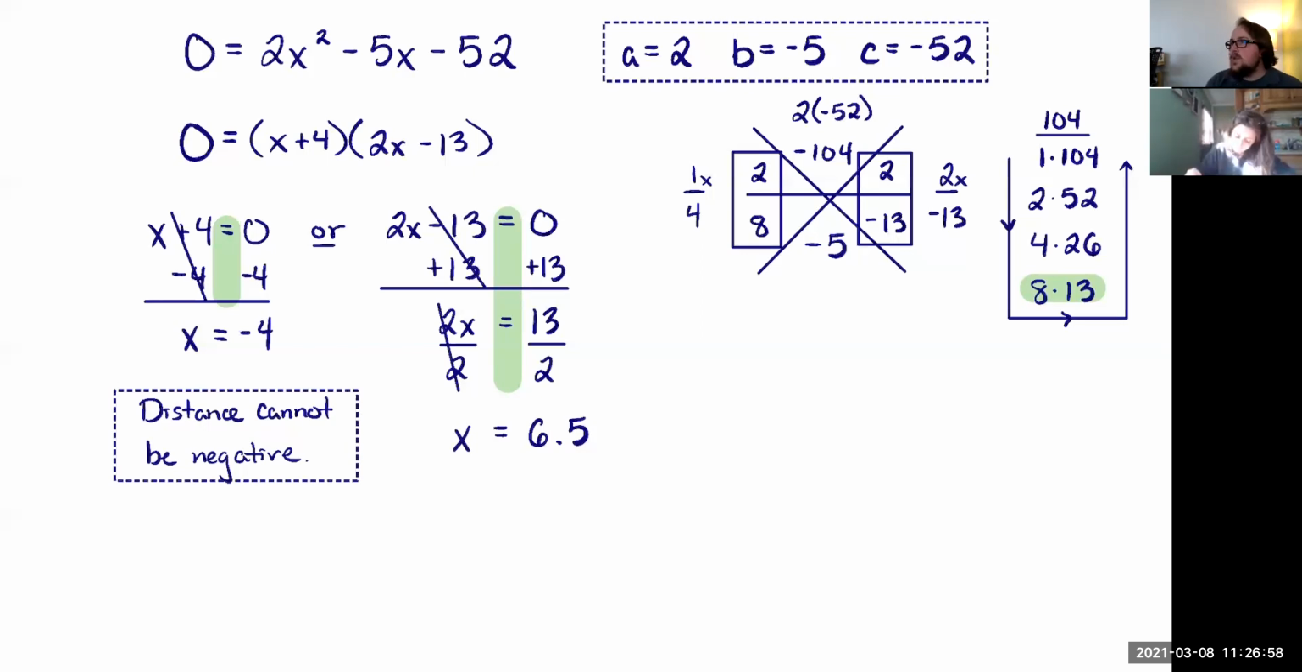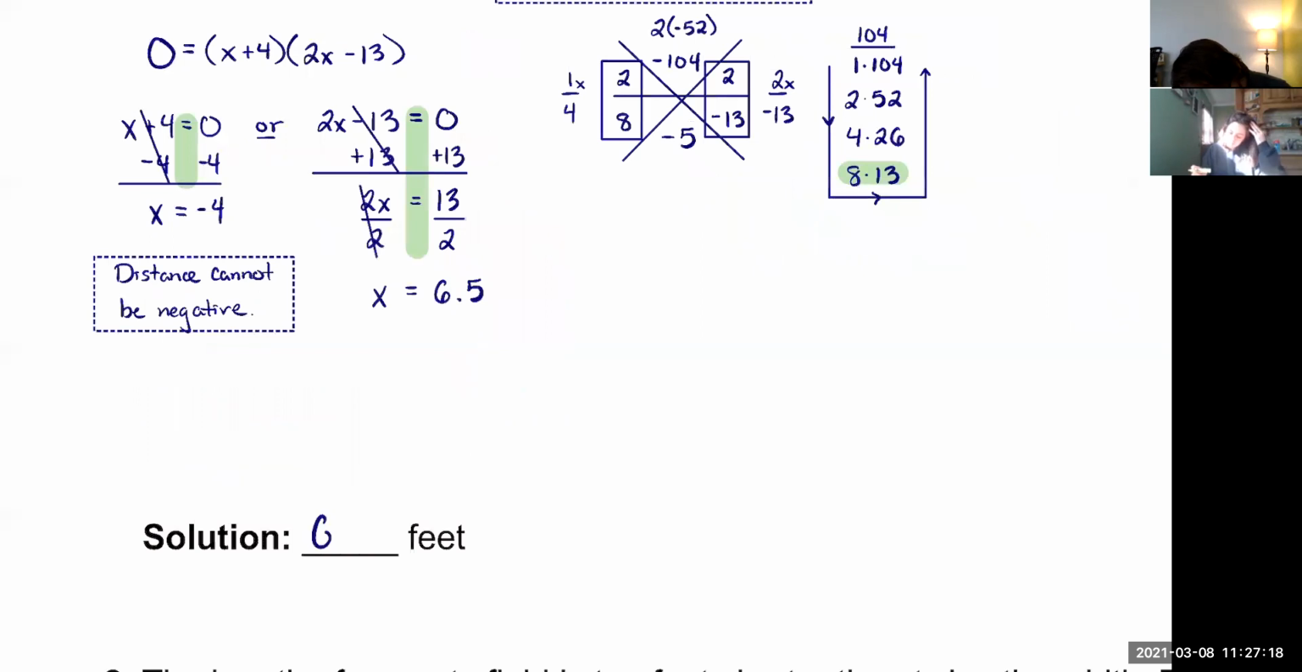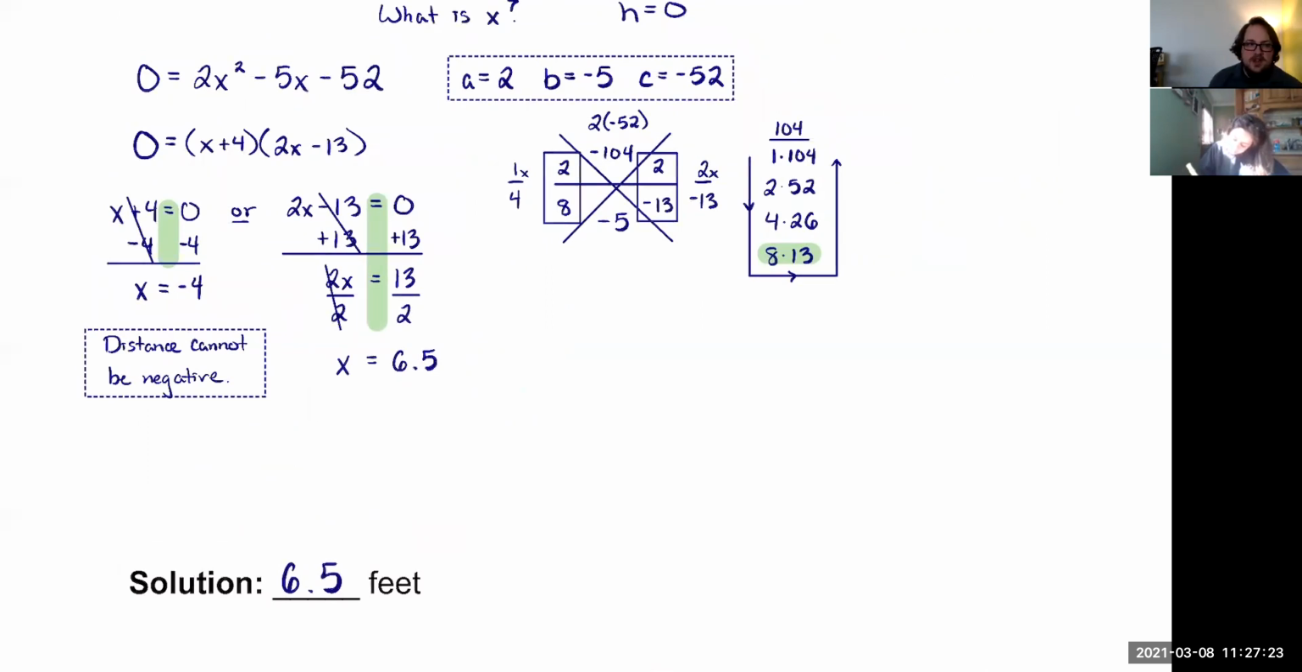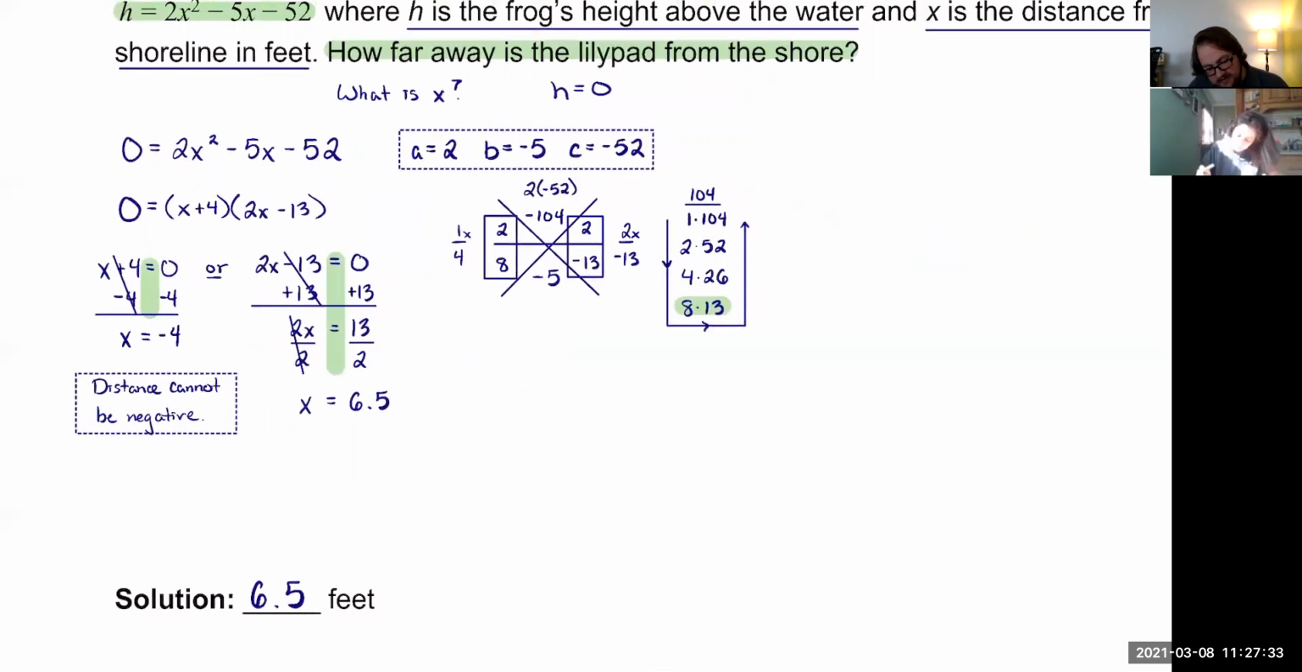In this case, again, we won't dig into it. The -4 is actually telling me how many feet inland the frog is before he jumps. He's 4 feet inland before his jump. He is 6.5 feet from the shoreline after he lands his jump. But again, don't worry too much about that. We know that when the frog lands on the lily pad, therefore is on the water, he is 6.5 feet from the shoreline, which is quite a distance. There we have it.